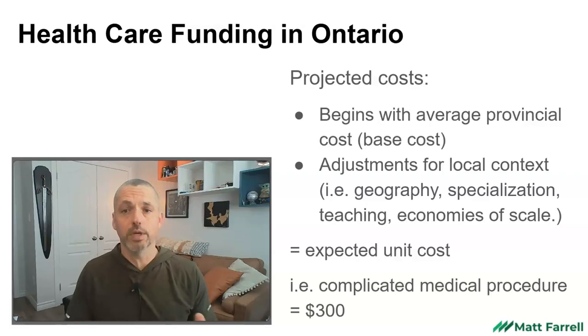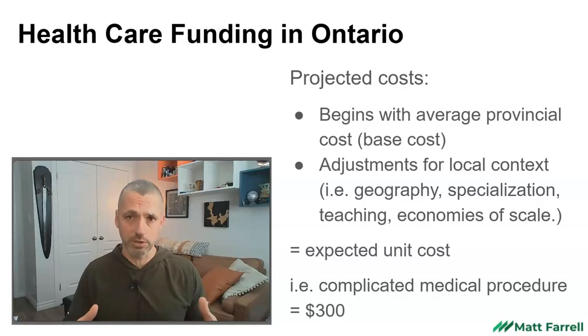Step two, what about the costs? Well, the province will start with average cost. They call it the base cost. And then from there, each hospital might have local adjustments for things like geography and the local population, specialization at the hospital, maybe it's a teaching hospital, or economies of scale. Maybe a hospital does a lot of those procedures and they're able to spread the fixed costs over more units. So from there, they're able to derive an expected unit cost.